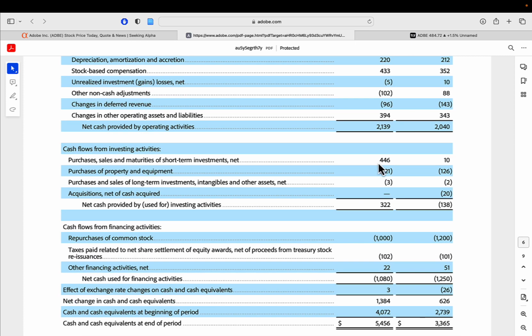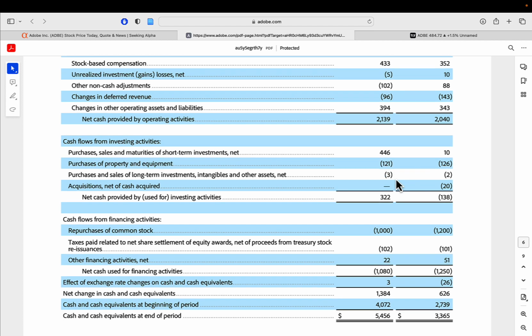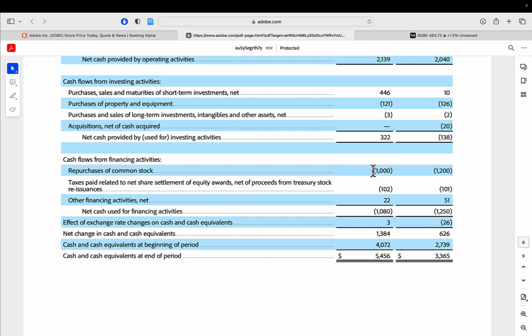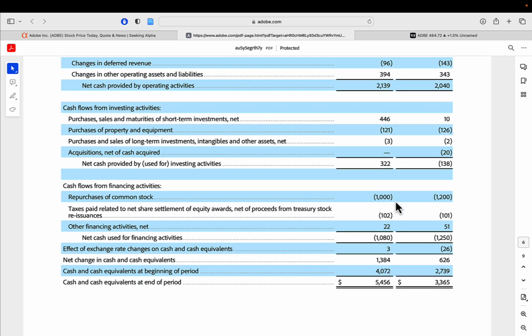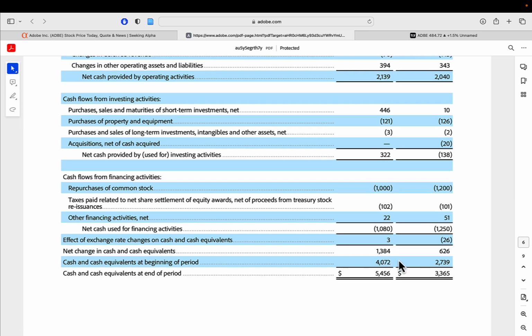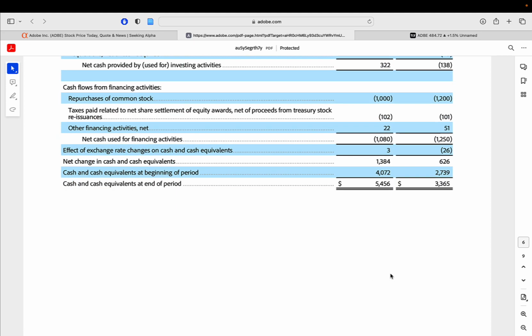Looks like they sold some short-term investments in this last quarter. They purchased some property. We can see they purchased $1 billion worth of common stock over this last quarter. All things considered, cash and cash equivalents at the end of this last quarter sits at $5.4 billion.